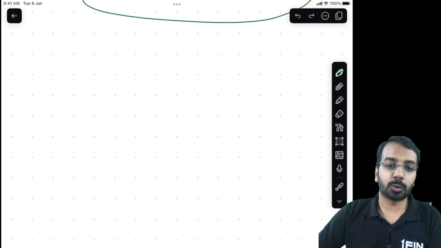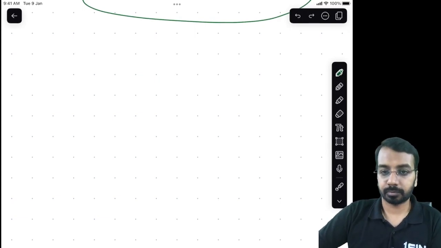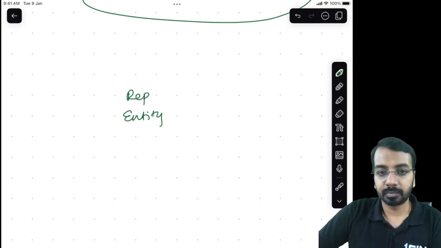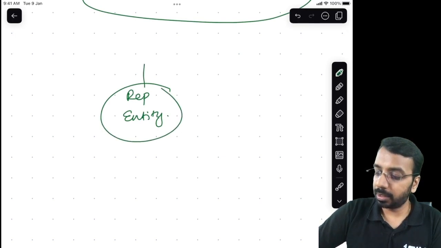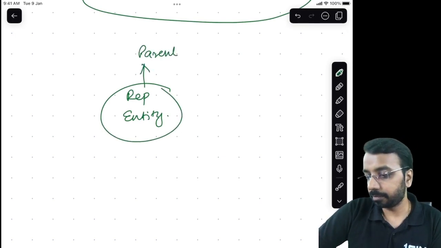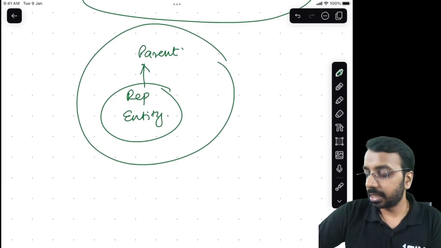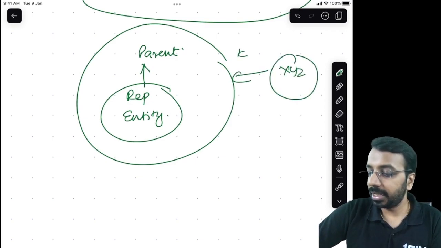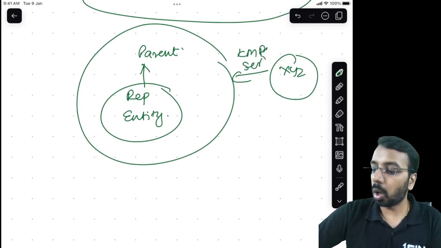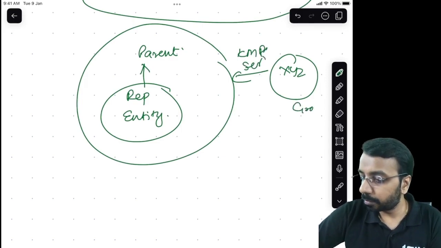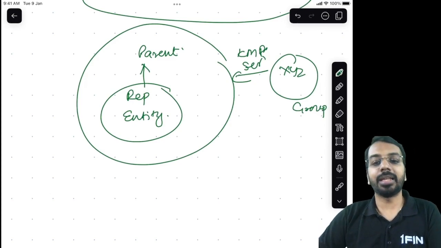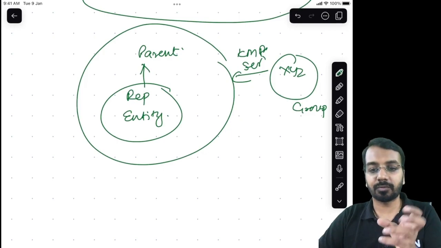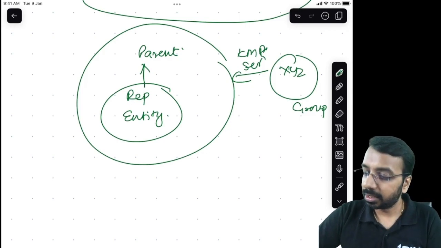Then moving on to the last one, where let's say you have the reporting entity, or let us say you have the parent of the reporting entity. To both of these, there is a third entity, let us say XYZ, which provides key management personnel services, or any member of this group. They provide key management personnel services, meaning they are providing some kind of key management personnel services, and that is provided to whom?